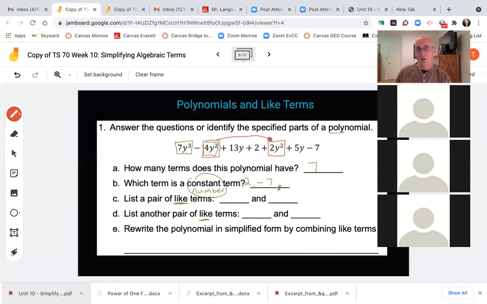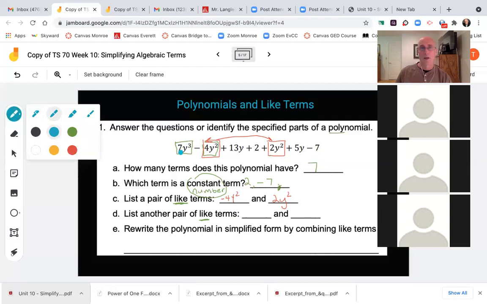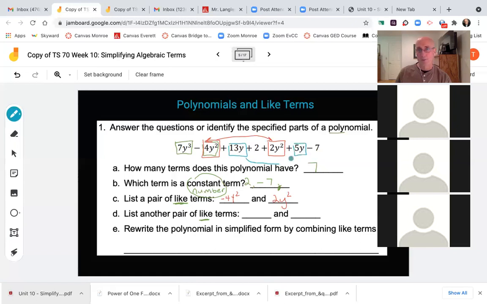They're like terms, okay? So I could say -4y squared and 2y squared. These are like terms. And it says find another pair. Well, I'm just looking at my numbers. I've got 13y, oh, I've got 5y and 13y. Those are like. This is a term that is like that term. So this is 13y and they have 5y.